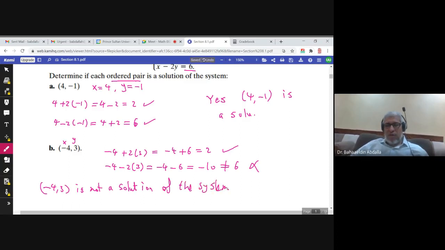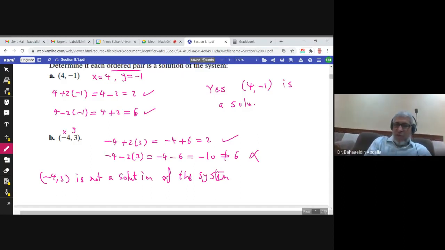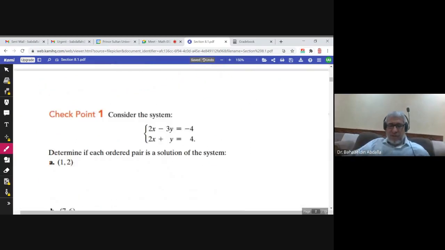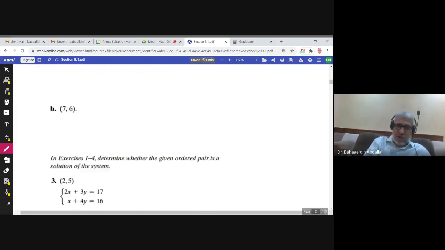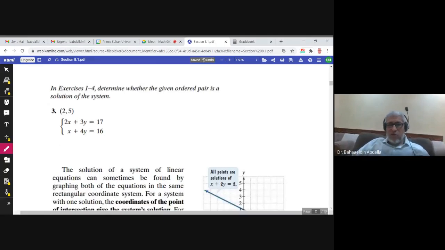If an ordered pair satisfies one of the equations, then it is a solution of that equation, but it is not a solution of the system. It has to satisfy both equations to be a solution of the system. Please solve this question. Check whether 1, 2 and 7, 6 are solutions of this system or not. Also do this one. Determine whether this ordered pair 2 and 5 is a solution of this system or not.